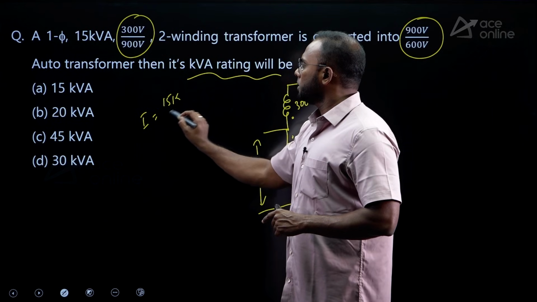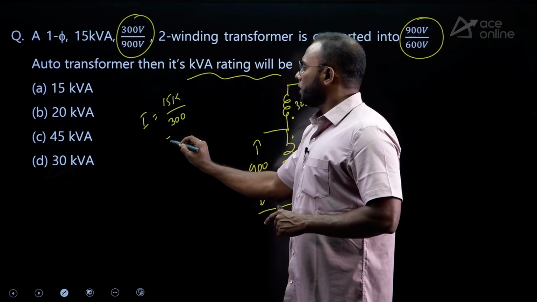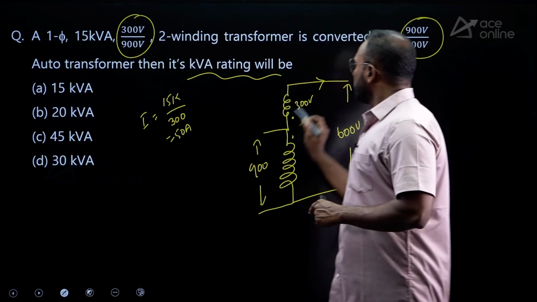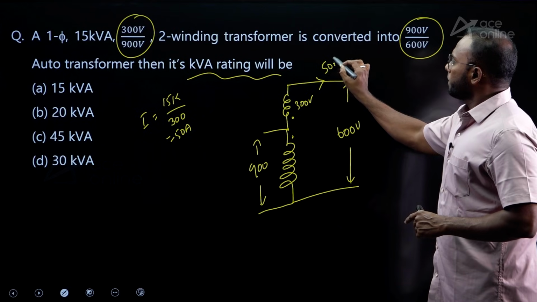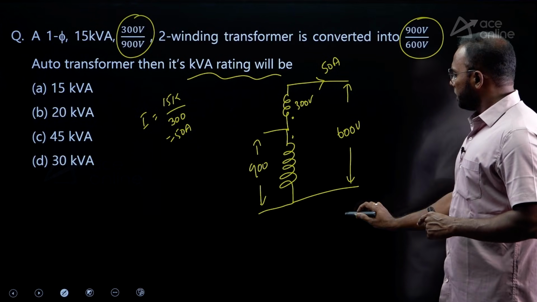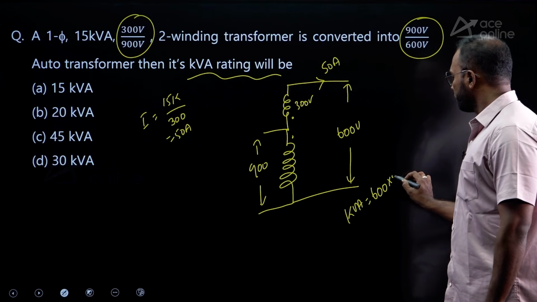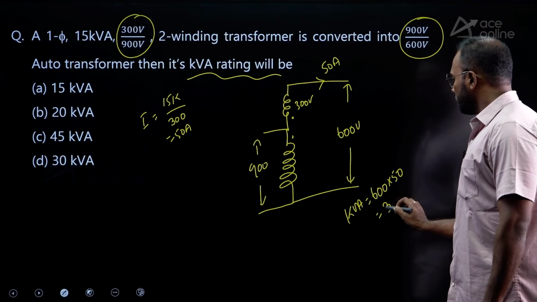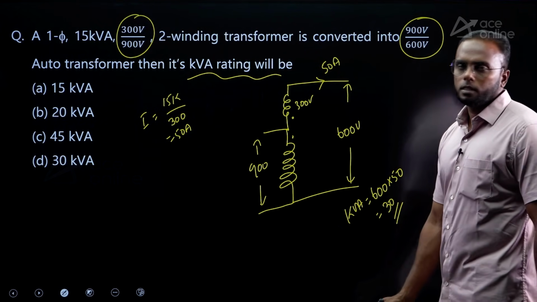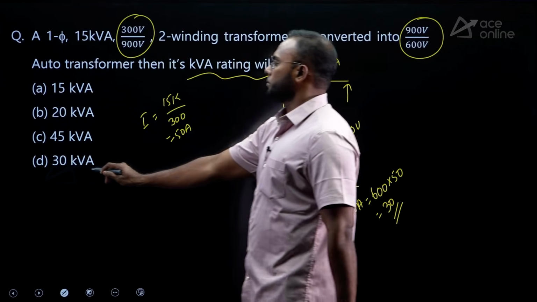15K divided by 300. If you simplify, we get 50 amps it is. Then this current is 50. Now here voltage is 600, therefore kVA rating is voltage times current, 600 into 50, nothing but 30 kVA we get. Okay, in terms of kVA it is 30, option D.